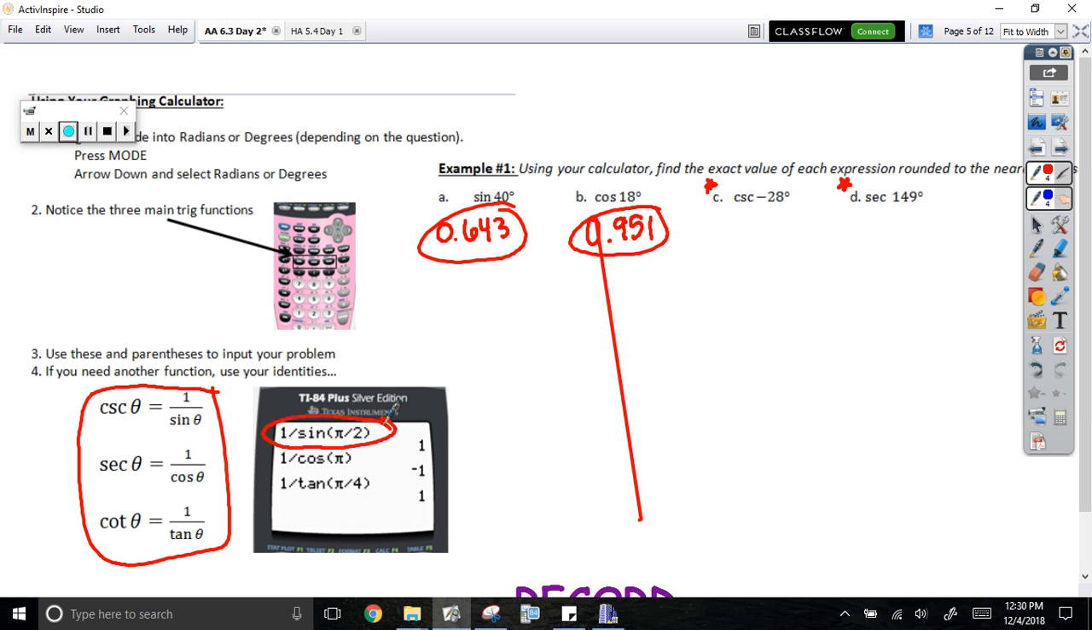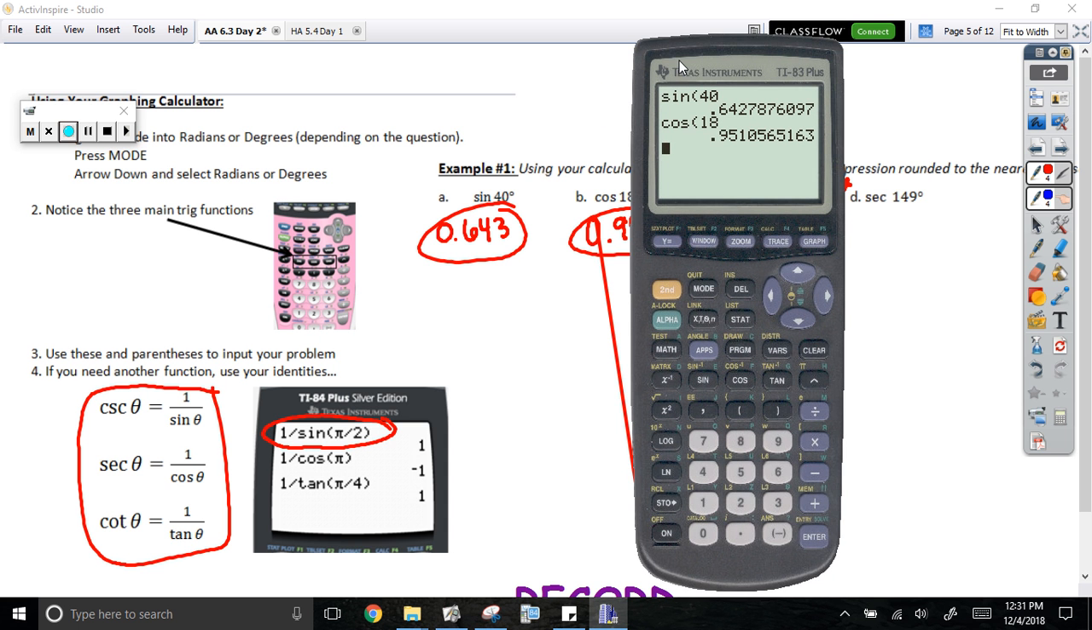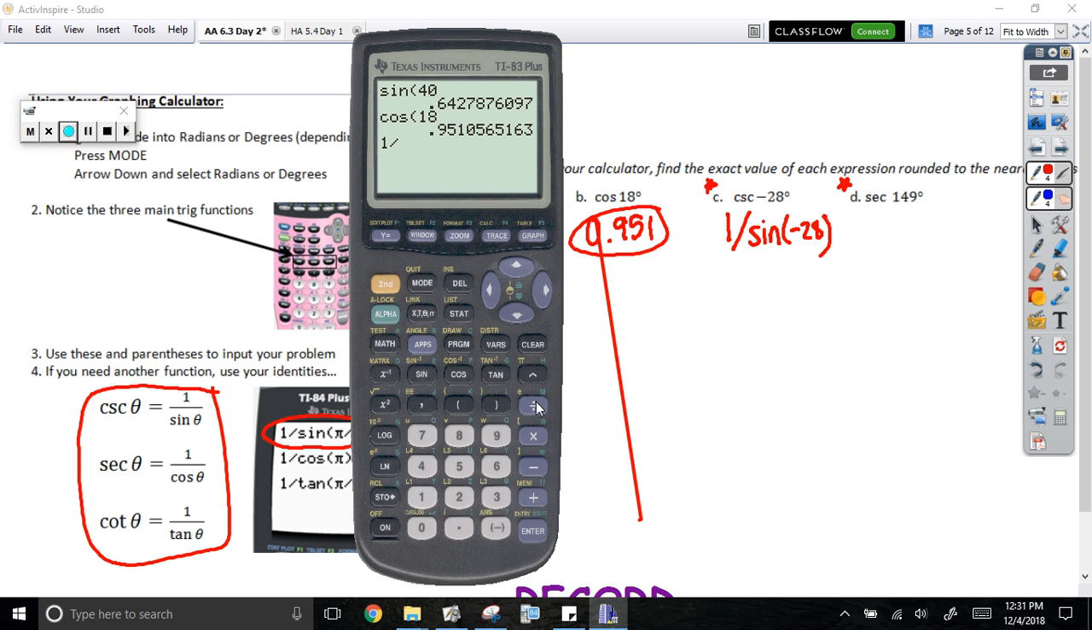So for cosecant, write in your notes so that you know when you're looking back at them. In your calculator, you're going to put in 1 divided by sine. Your calculator will automatically put an open parenthesis for you. You'll type in a -28. You really don't have to close the parenthesis if you're going to hit enter right away, but most of you will close it just because it looks better. Make sure you do a negative, not a minus, because it will give you the wrong answer. So negative 2.13.